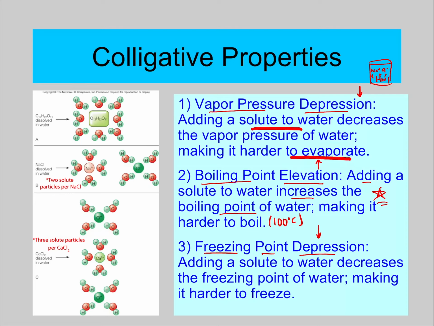The third one is the freezing point depression. This is adding solute to water, decreases the freezing point of water, making it harder to freeze. You have a question in your notes that says, what's a real life example about this? And what I want to encourage you to think about is, pretend that you wake up tomorrow morning. The weatherman says, it's 31 degrees outside and it's raining.